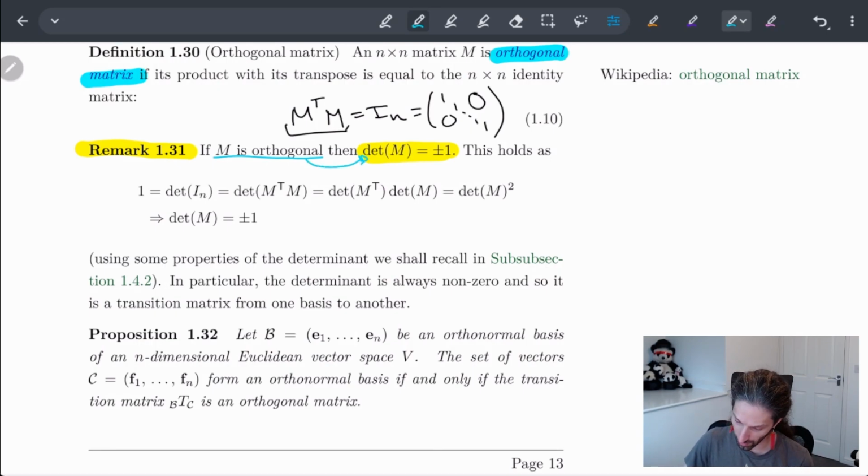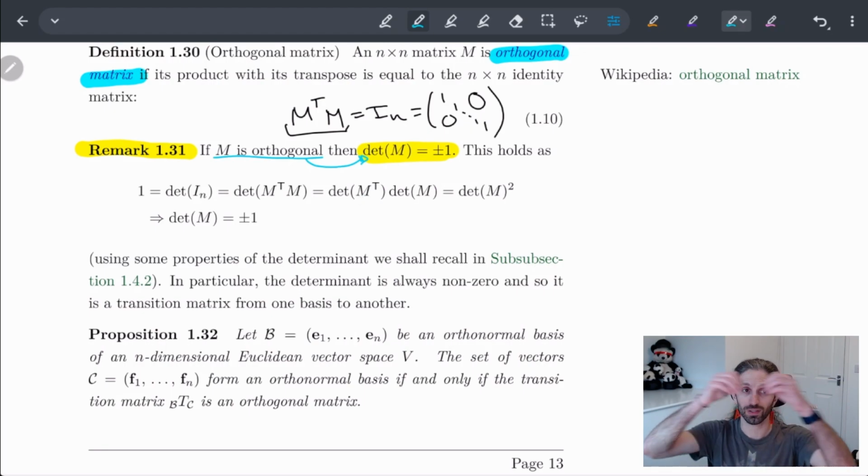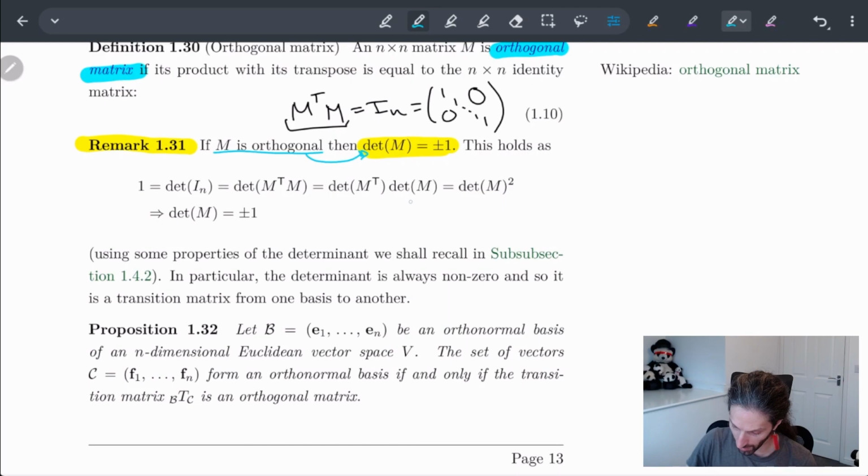And this is not too hard to see, right? We start off with 1, which is equal to the determinant of the identity. By above, we know this is equal to the determinant of M transpose M. This is by definition. For people who've worked with determinants, we know that we can split the determinant of a product in two. And the determinant of a transpose is equal to the determinant of itself. And so we get determinant of M squared is equal to 1. And so the determinant of M has to be equal to either plus or minus 1. So in particular, we know that it's always non-zero.